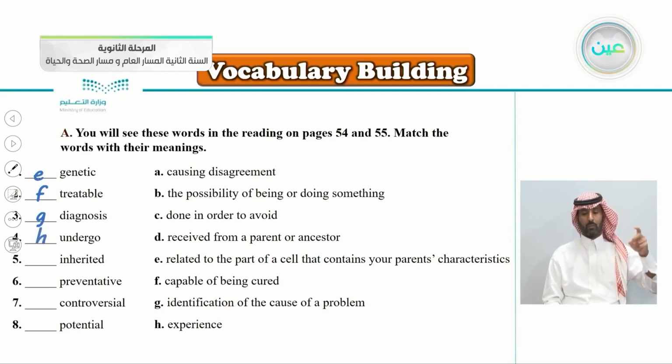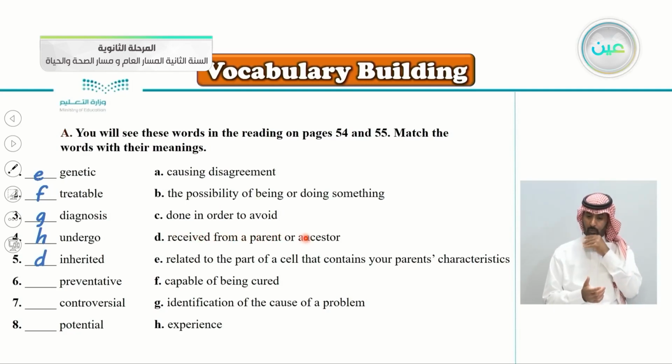Undergo. So undergo goes with the letter H, experience. To undergo something is to experience it. Inherited disease. So what does it mean, inherited? It goes with the letter D, received from a parent or ancestor. So an inherited disease is a disease you received from one of your parents or one of your ancestors.